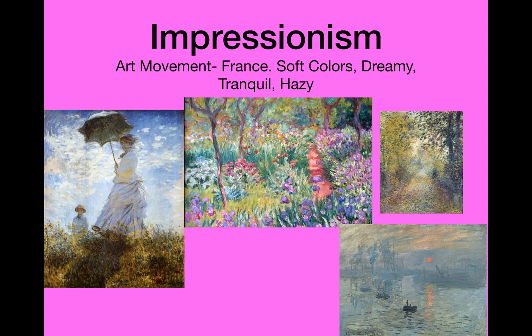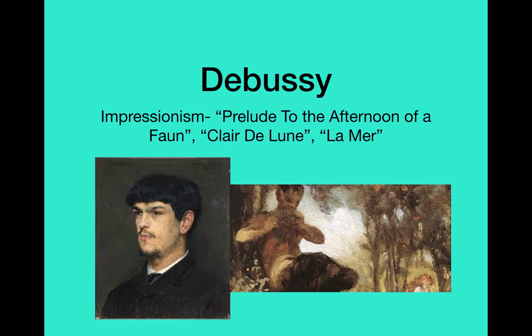Impressionism is the first new music that appears in the modern era. It's something totally different from Romantic. And it's an art movement that originally starts in France that uses soft colors. It's dreamy, tranquil, hazy. So these composers decide to compose music that is like impressionistic art. Composers want to use these soft colors in the orchestra. The music does not have a lot of the romantic bombast.